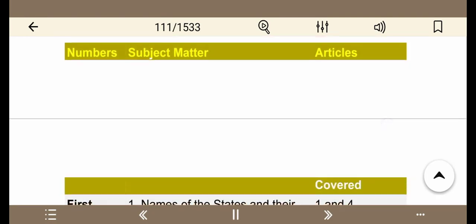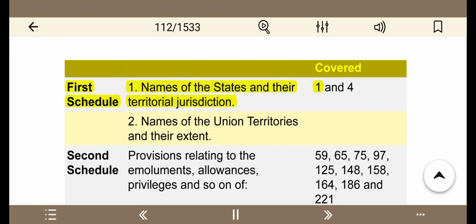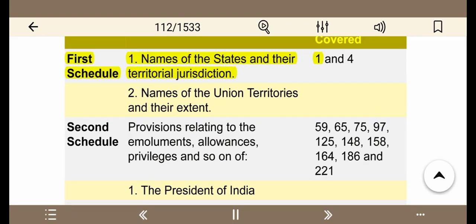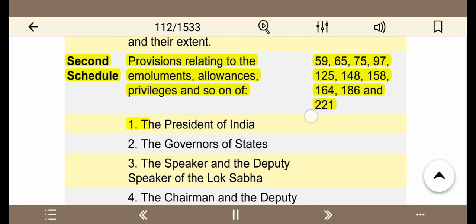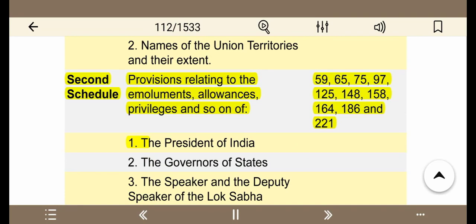Numbers. Subject matter. Articles covered. First Schedule: 1. Names of the states and the territorial jurisdiction. 1 and 4. 2. Names of the Union territories and their extent. Second Schedule: Provisions relating to the emoluments, allowances, privileges and so on of 59, 65, 75, 97, 125, 148, 158, 164, 186 and 221.